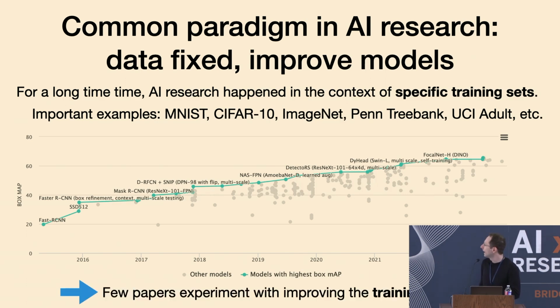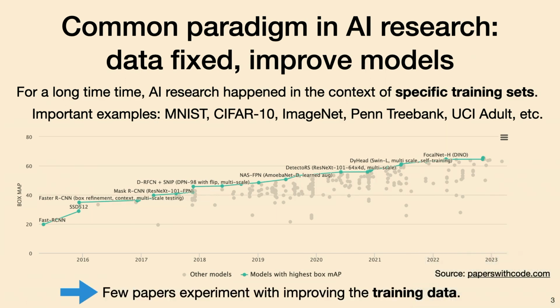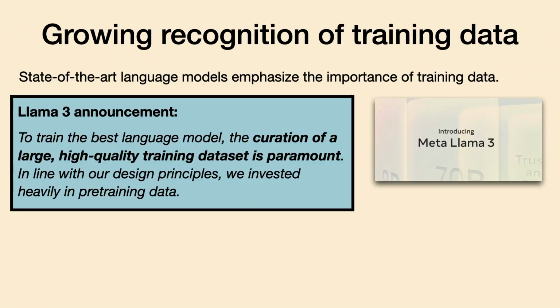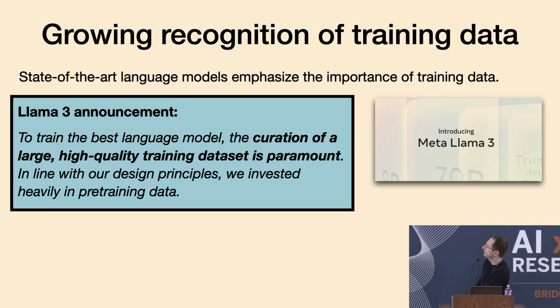Right? And this is a challenge now, because as we continue to build better and better models that we use in more and more places, like language models, the training data is actually a key part. And you don't just need to take my word for it. This is from the Llama 3 announcement from last year. They say very clearly in the announcement, to train the best language model, the curation of a large, high-quality training data set is paramount. In line with our design principles, we invested heavily in pre-training data.